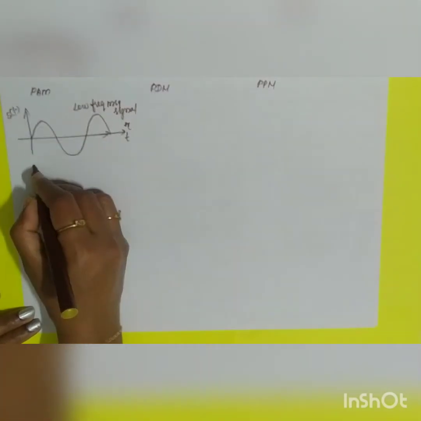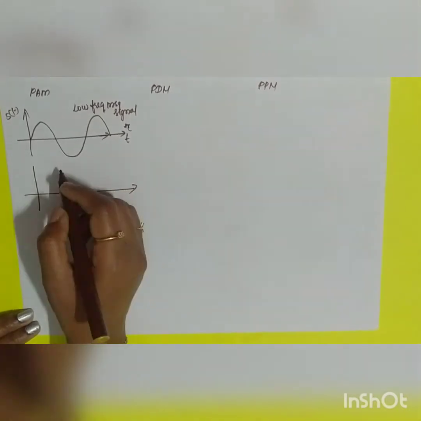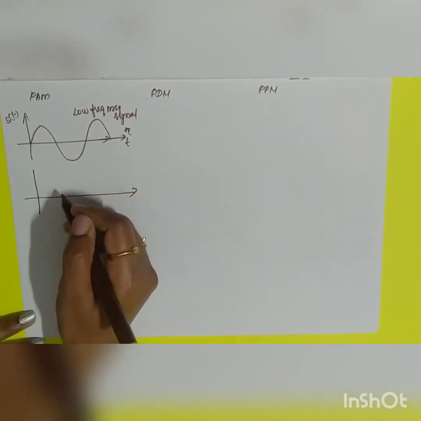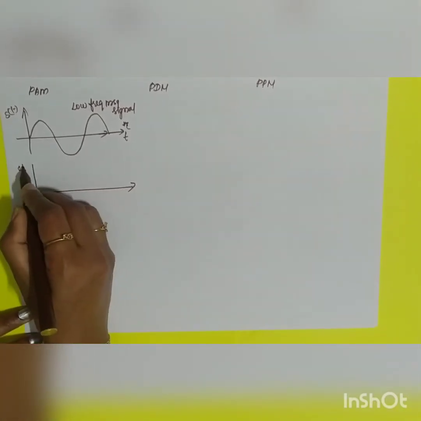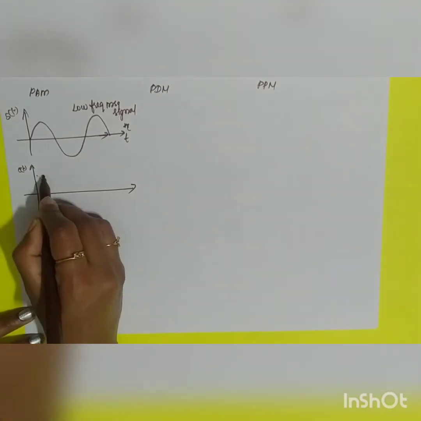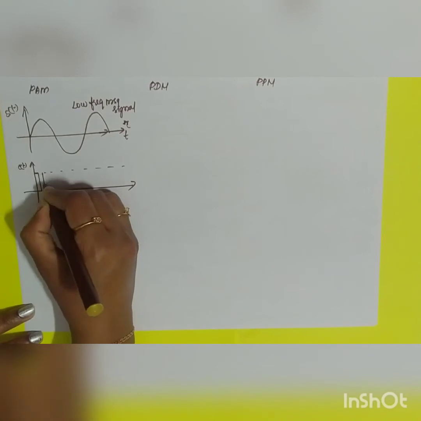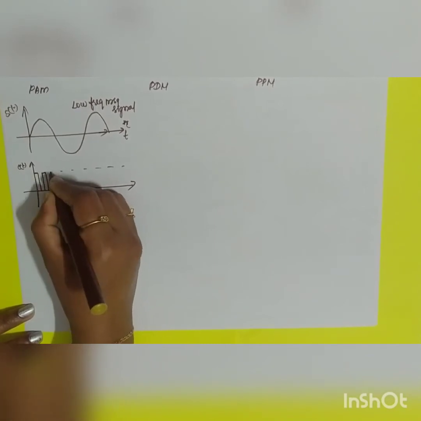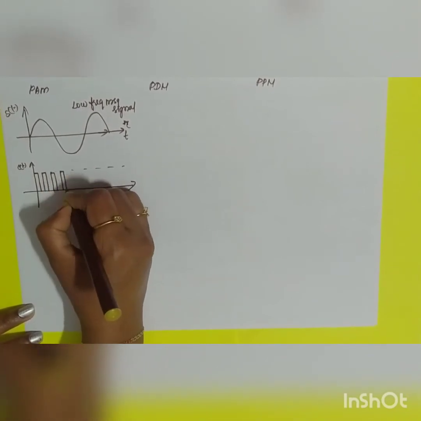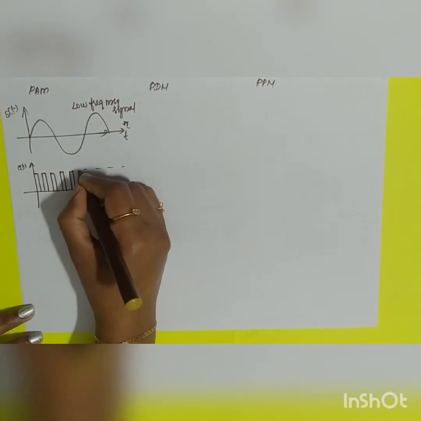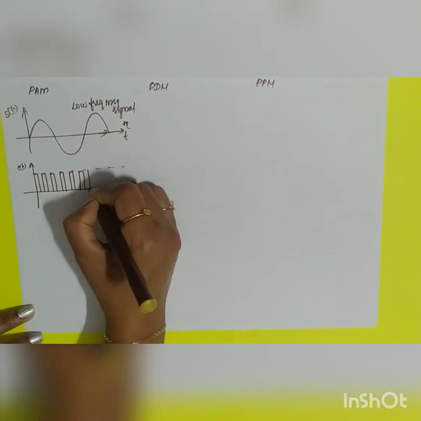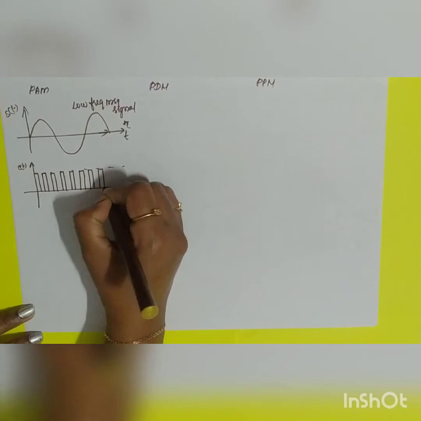What will be your second signal? The carrier. In this case I have told you the carrier is nothing but a train of pulses. So c of t will be different here. This will be a train of pulses, and it is periodic in nature, equally spaced.